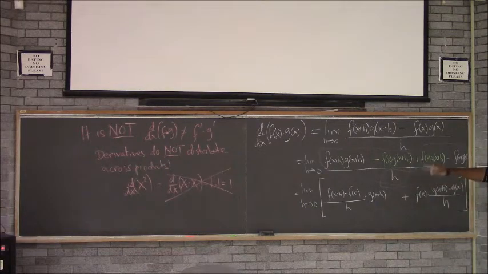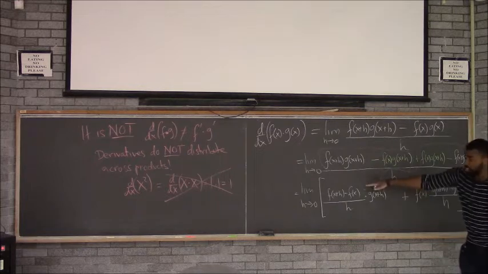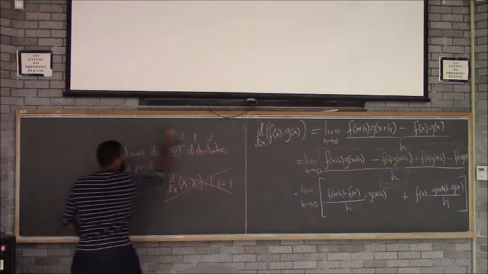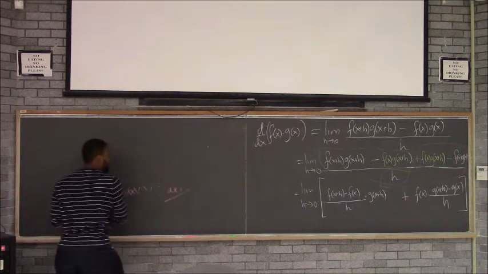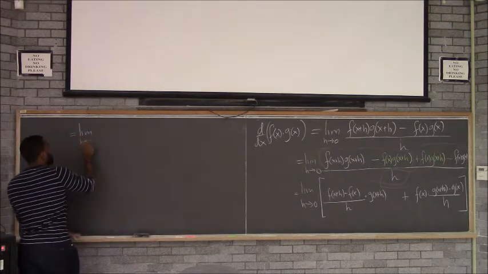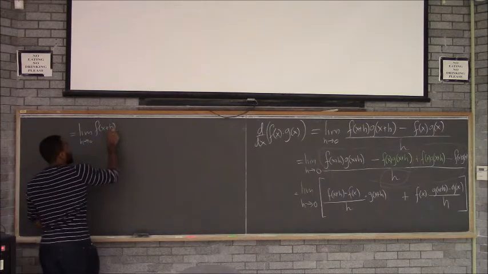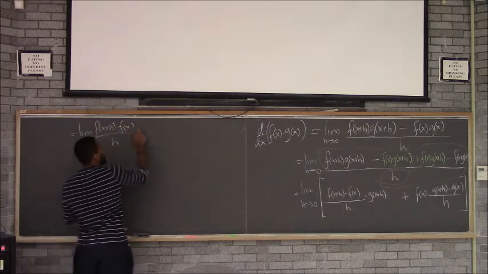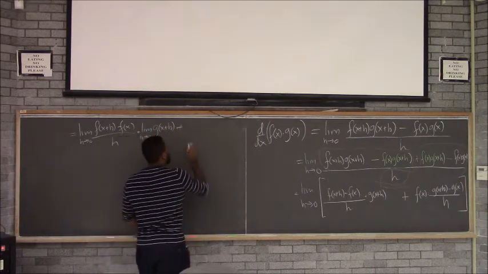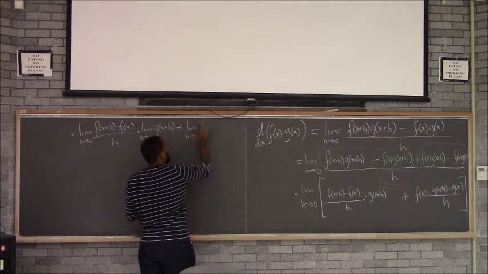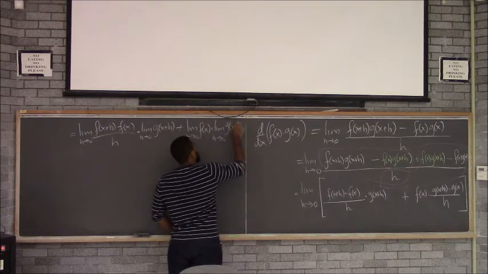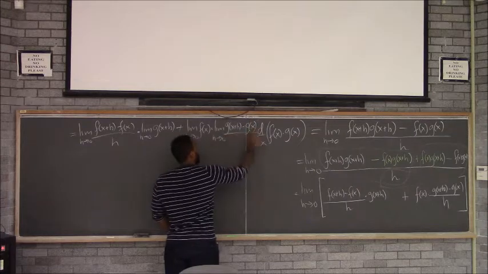Now I know that limits distribute across sums, and I also know that limits distribute across products. Limits distribute across both. Limits are really nice. So that's what I'm going to do right now. I'm going to distribute the limit across that sum and then each product. This is going to give me the limit as h approaches 0, f of x plus h minus f of x over h times the limit as h approaches 0 of g of x plus h, plus the limit as h approaches 0 of f of x times the limit as h approaches 0 of g of x plus h minus g of x over h.